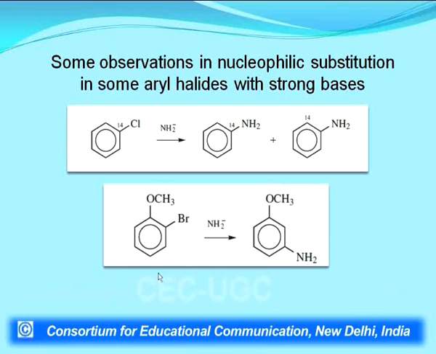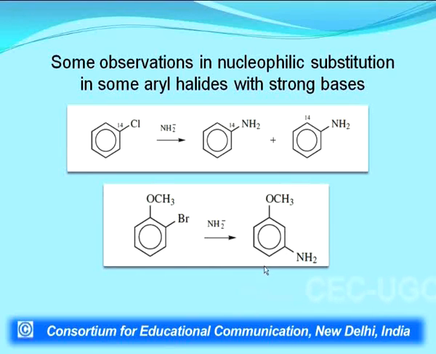Same thing was observed in this compound when ortho-bromoanisole was treated with sodamide. It was found that the product formed is meta-methoxyaniline, or I will simply name it as meta-aminoanisole. Means bromine has been lost from a carbon which is ortho to this methoxyl group, and the amino group has come into the molecule at a position which is meta to this methoxyl group.